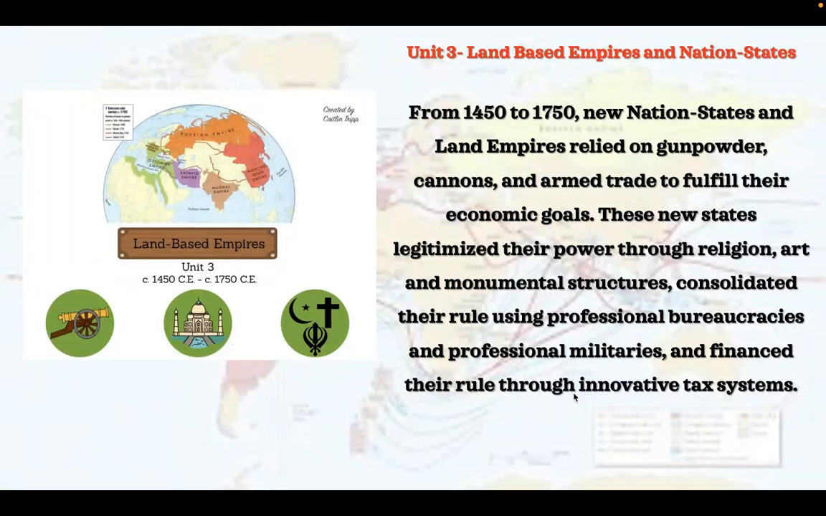And specifically, our thesis that we're proving for the entire unit is from 1450 to 1750, new nation states and land empires relied upon gunpowder, cannons, and armed trade to fulfill their economic goals. These new states legitimized their power through religion, art, and monumental structures, consolidated their rule using professional bureaucracies and professional militaries, and financed their rule through innovative tax systems.